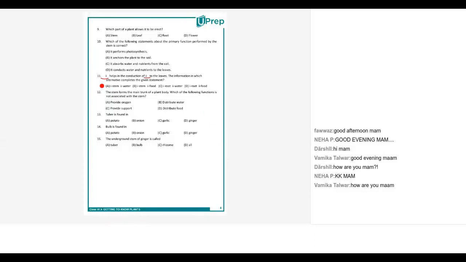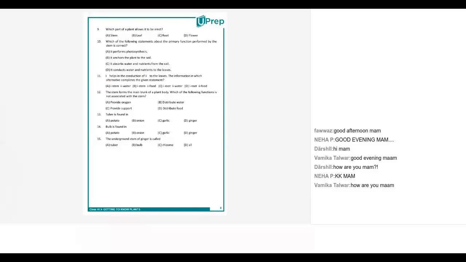Ma'am, it's not food. It is A. Okay, ma'am. Treat it as dash. Fill in the blanks. Stem helps in the conduction of water to the leaves. So stem and water are the two blanks. Okay, ma'am. Okay. Question number 12.